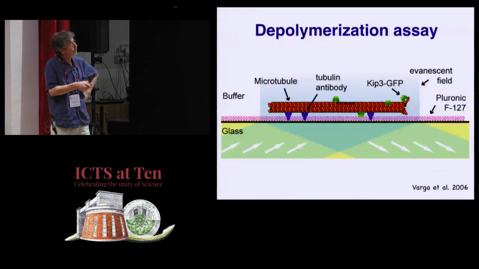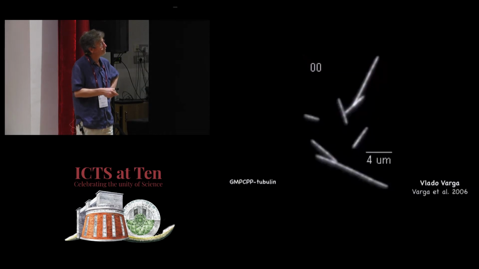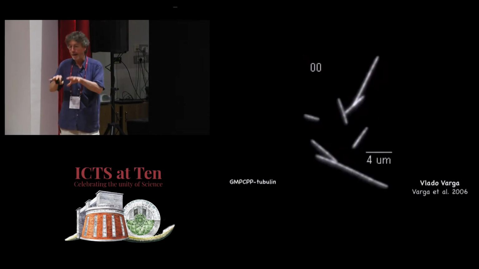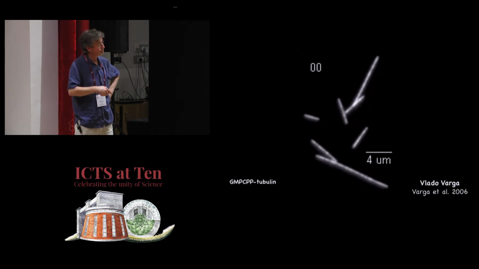So to answer that question, we set up what we call a depolymerization assay. It's a microscope assay where we bind a microtubule to a glass surface. We illuminate with a laser so that we can use total internal reflection fluorescence microscopy. And then we add our motor of interest, in this case the kinesin 8. And when we add kinesin 8 in the presence of ATP, what we see is the following thing. So here are some microtubules. They're bound to a microscope slide. Then we add the motor, and what we see is the following.